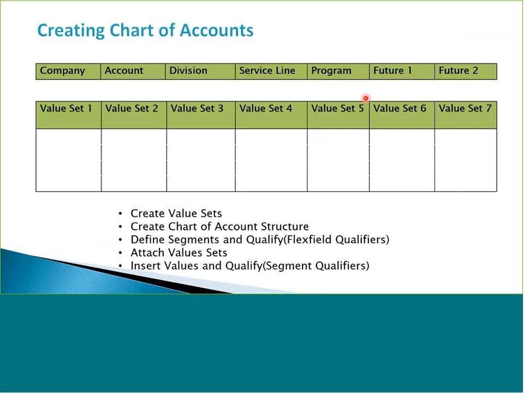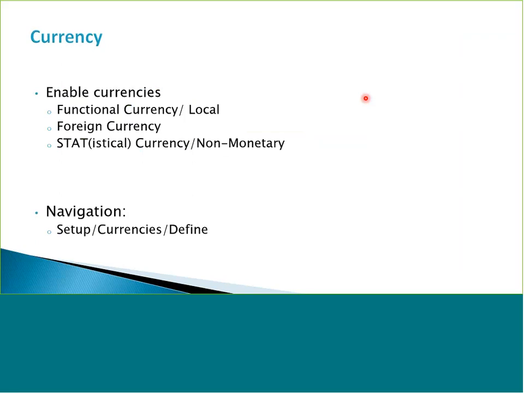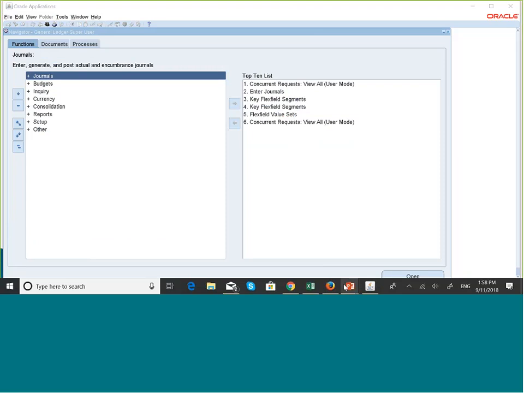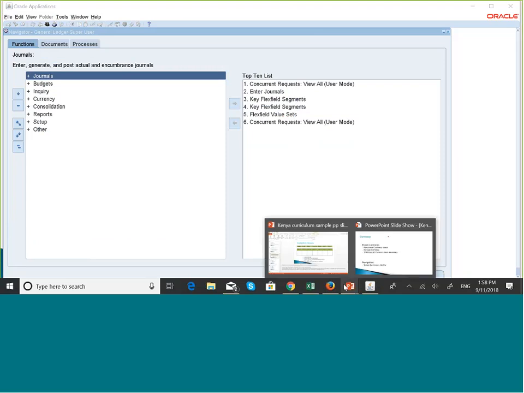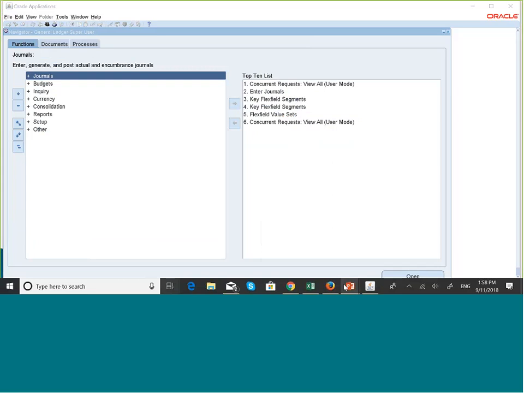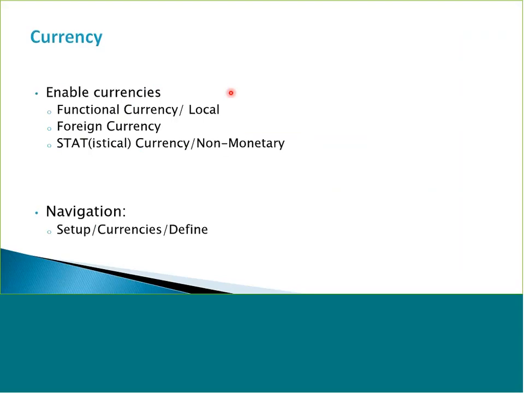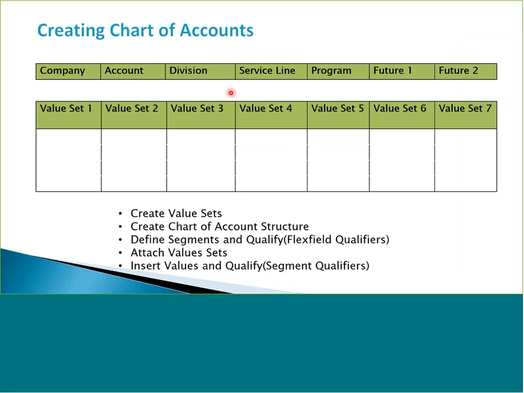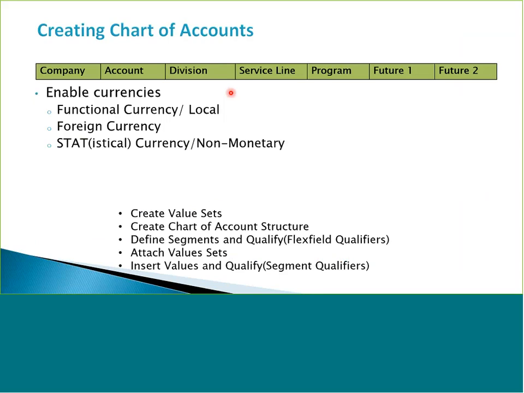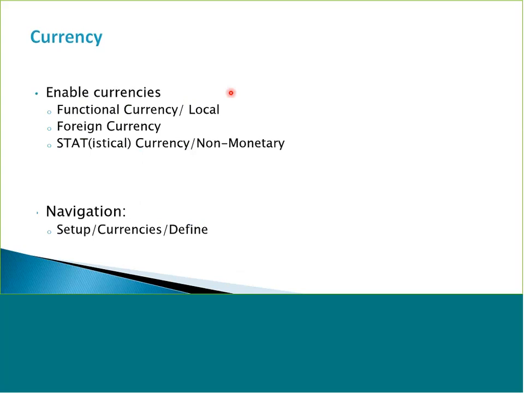We also need to go to the next part, which is we need to deal with the currencies. And I think right now is a good time to take a small break. Okay, so we have already created our chart of accounts. Now we need to move on to the next C that we need to have in order to create our primary ledger, and that is the currency.